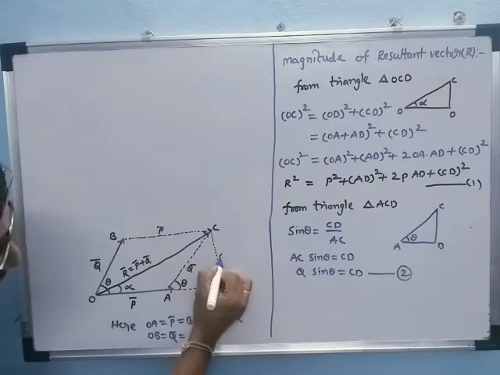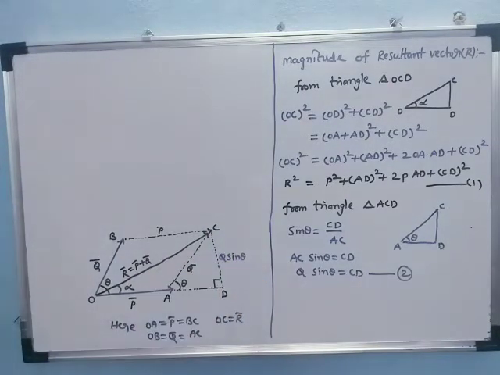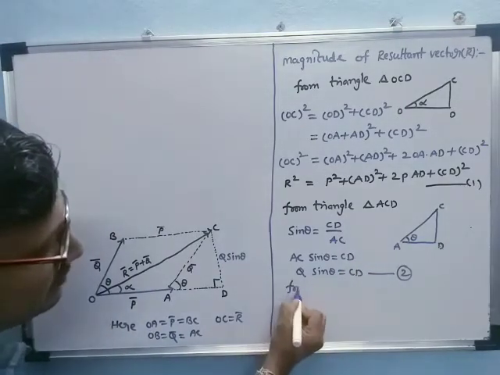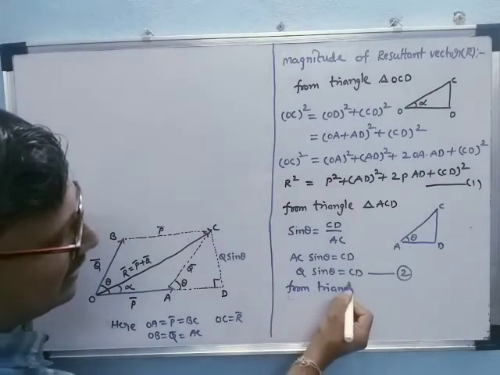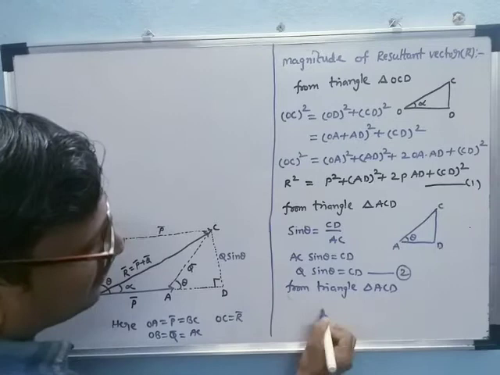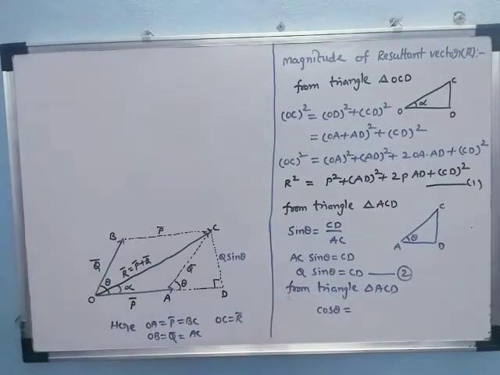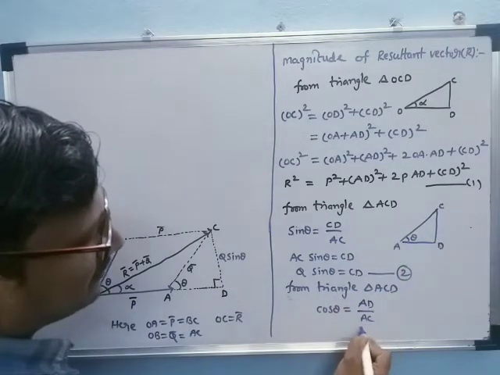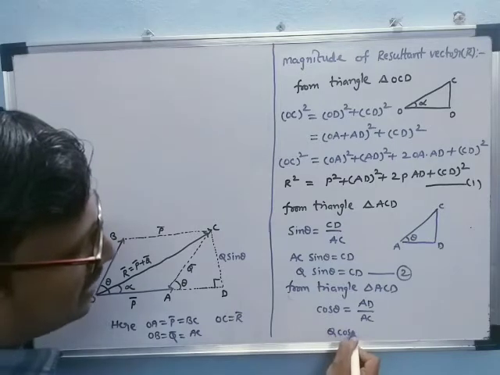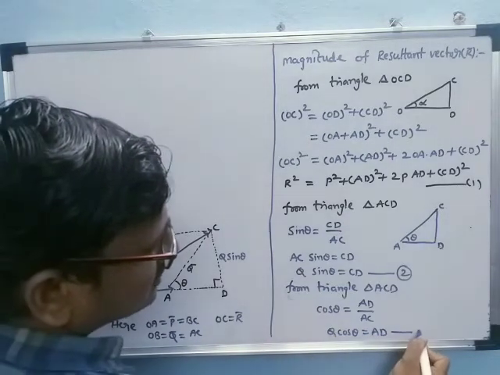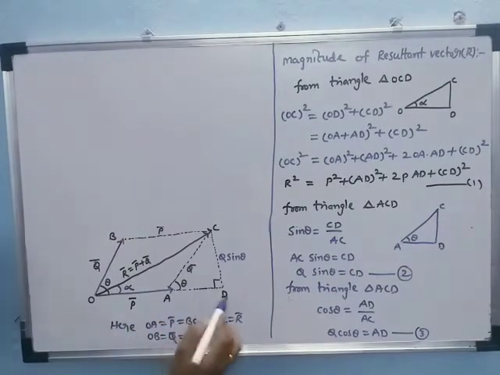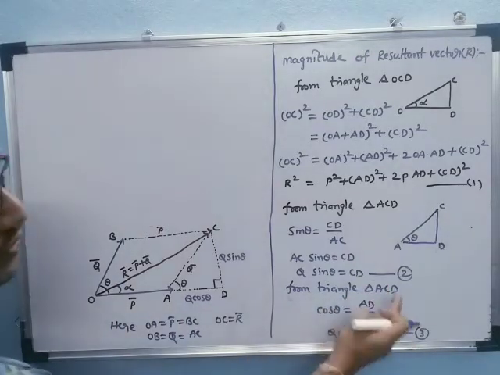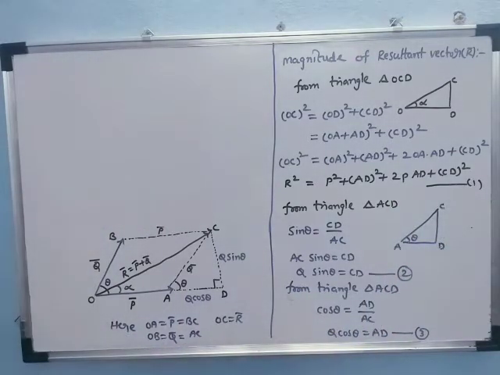Now CD, how much is there here? Q sin theta. And in the same triangle ACD, apply cos theta. What is the principle for cos theta? Adjacent side by hypotenuse, that is AD by AC. Then cross multiplication, AC is Q, so Q cos theta is equal to AD. This is considered equation number 3. Now AD, how much is there here? Q cos theta.